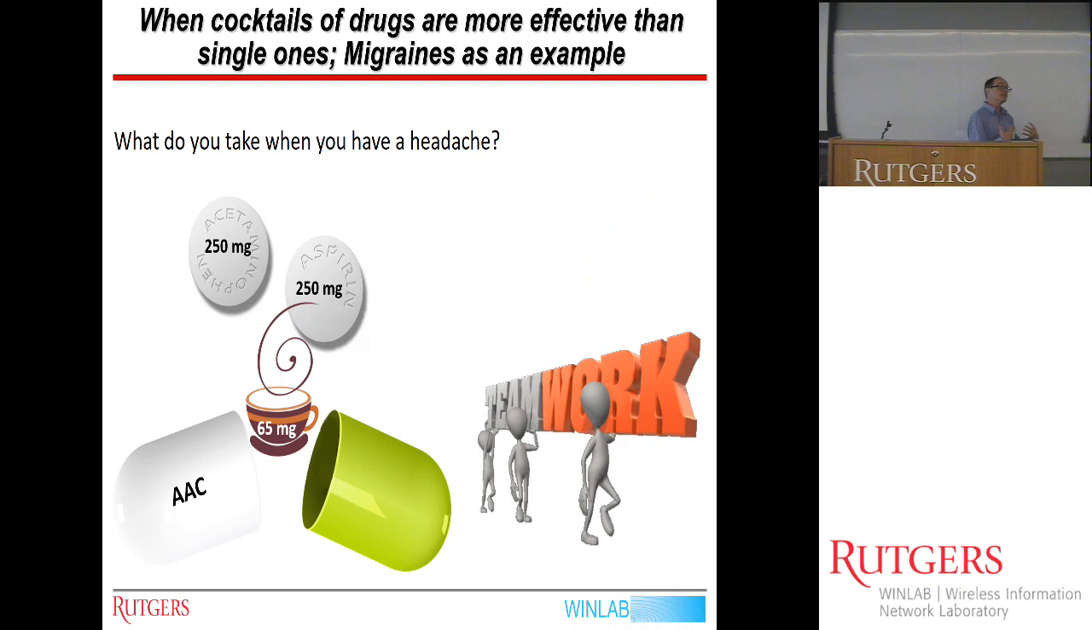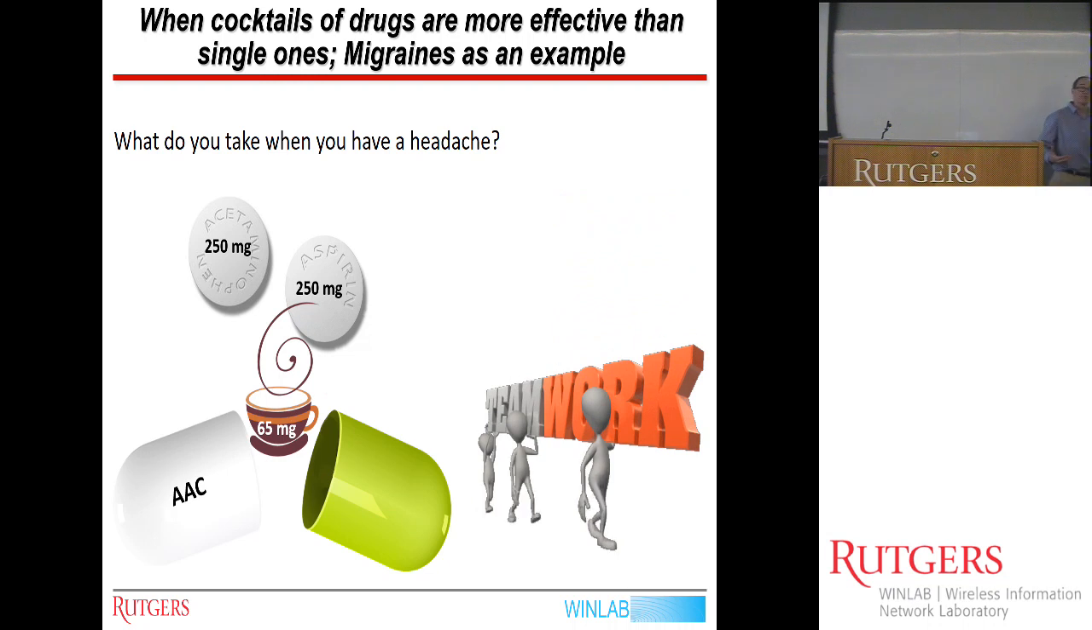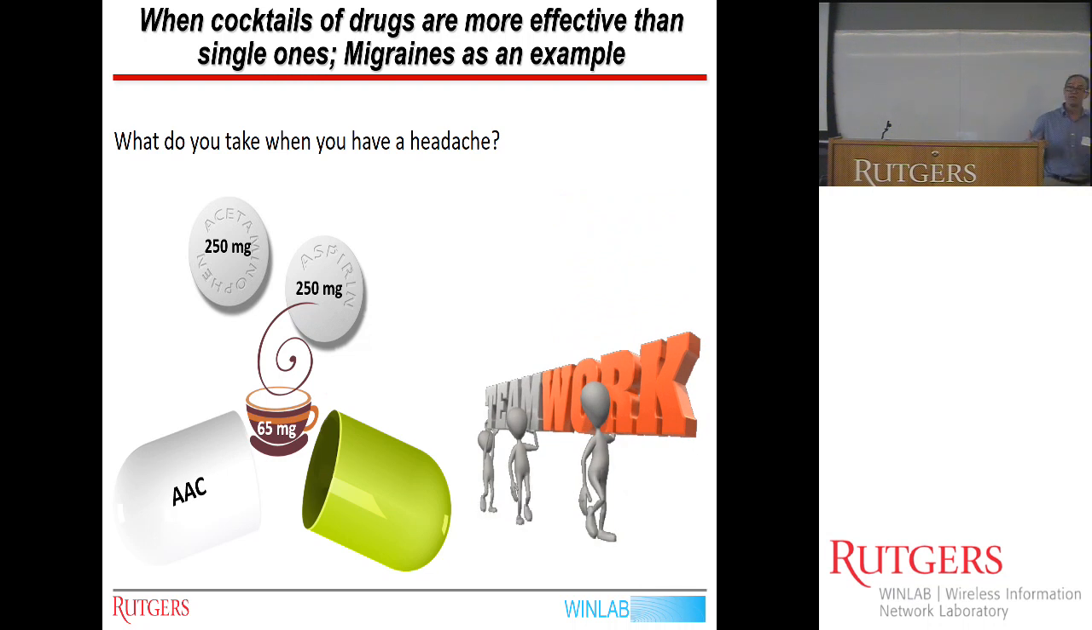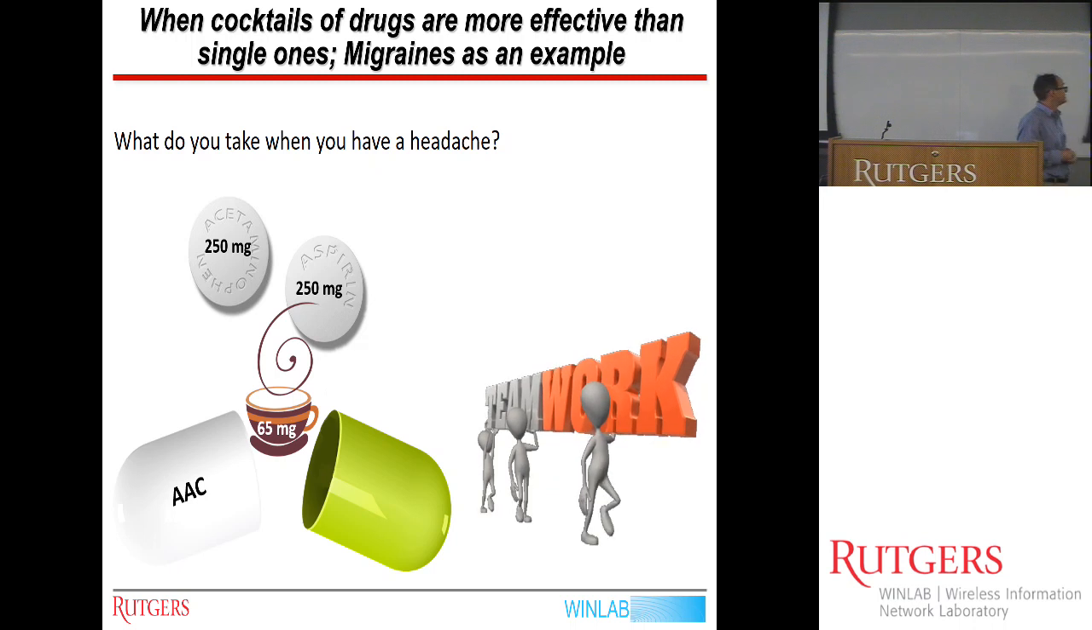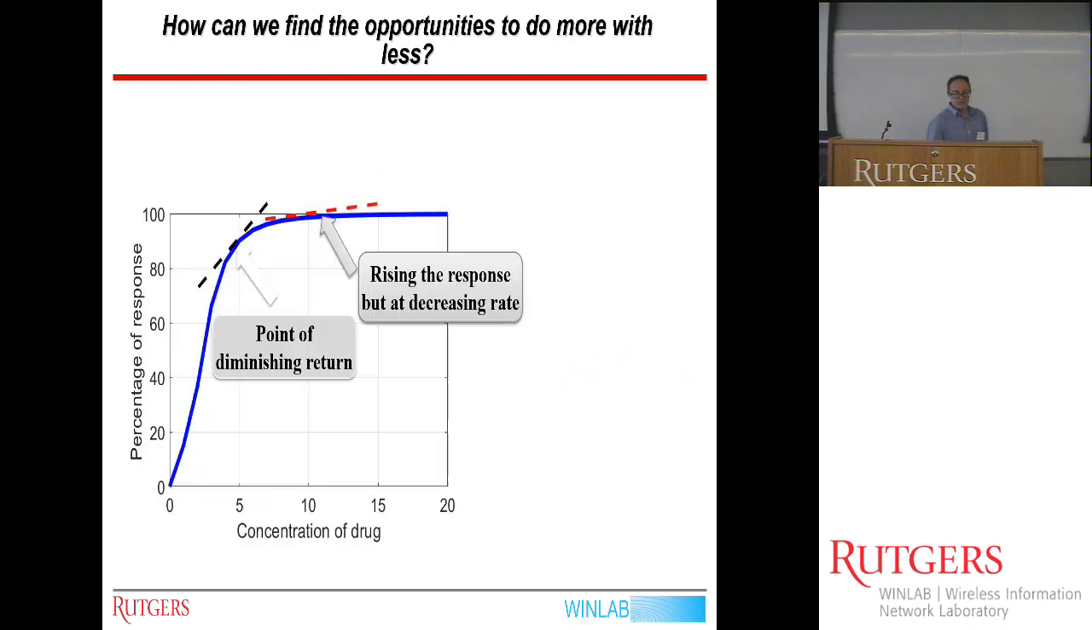And that's sort of what we want. We want to find teamwork. In all of engineering, we want to find situations where you put two things together and you get more than if you had the two things separately. And so how do we do that?